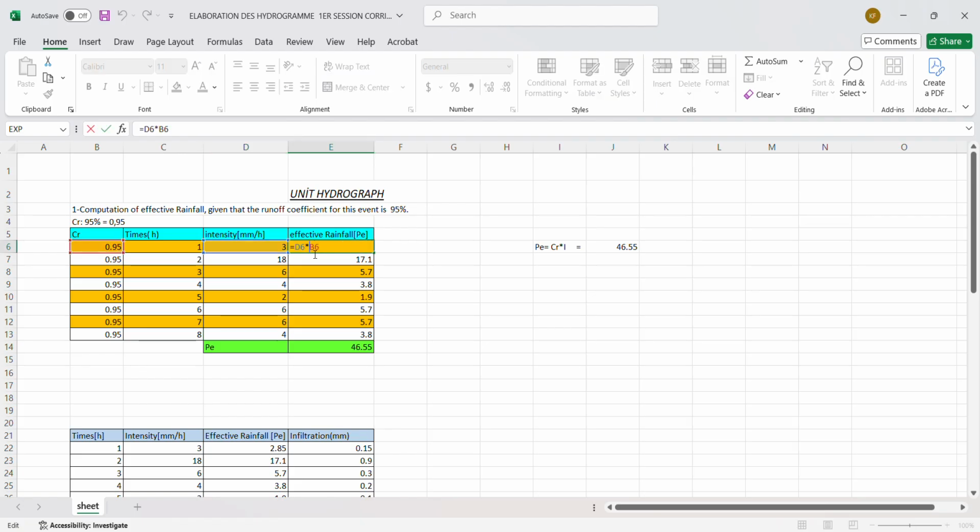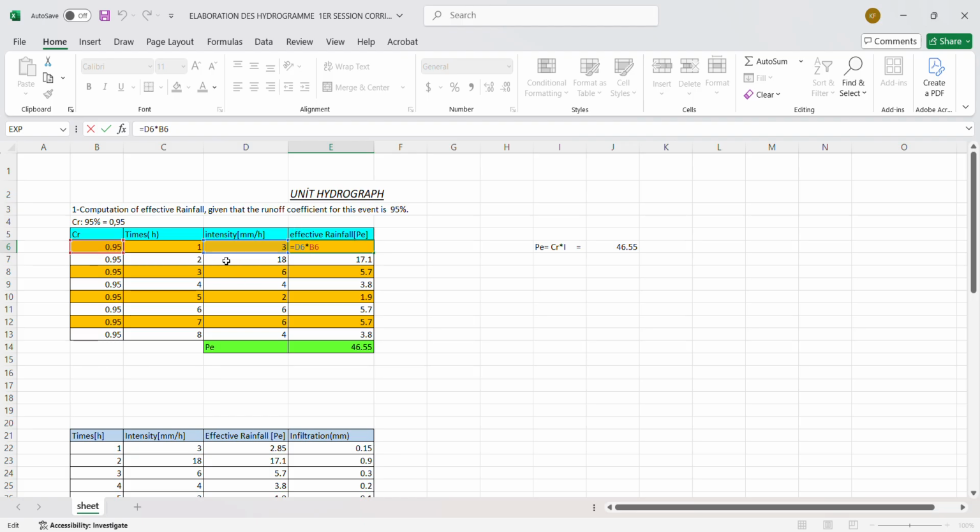Effective rainfall, sorry, I said effective runoff, but it is effective rainfall. Sorry if I said effective runoff. Effective rainfall is equal to intensity times our runoff coefficient.